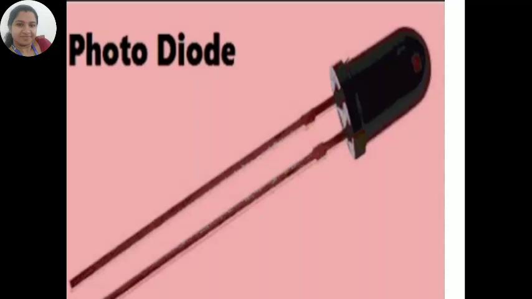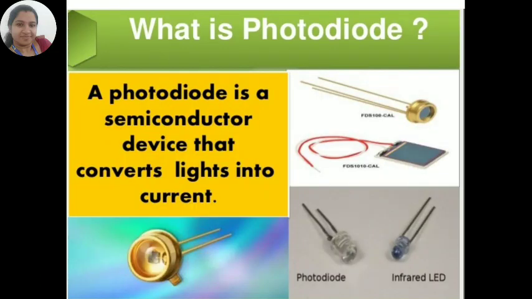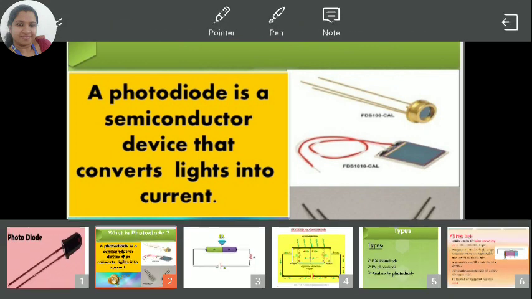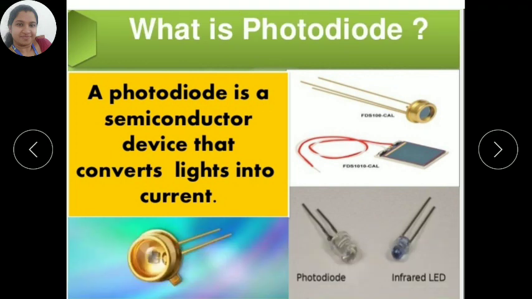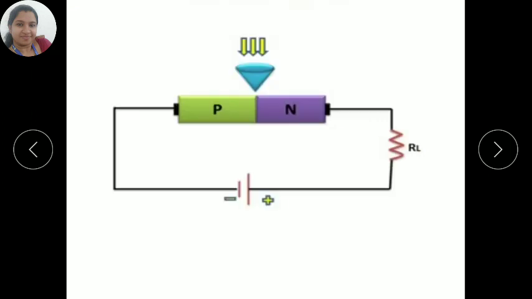Today's session is on photodiode. A photodiode is a semiconductor device that can convert light into current. So in this diagram, we can see different types of photodiodes. Photodiode, then infrared LED. These are different types of photodiodes. Then the circuit diagram of a photodiode is shown in the figure.